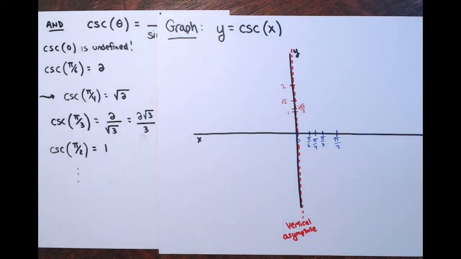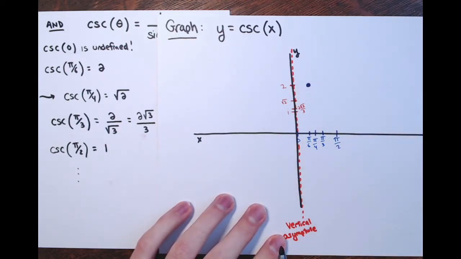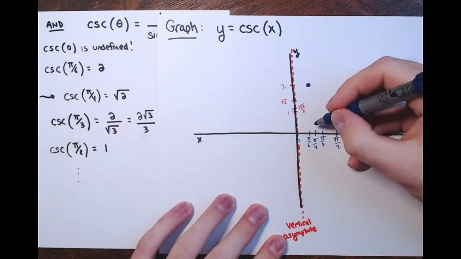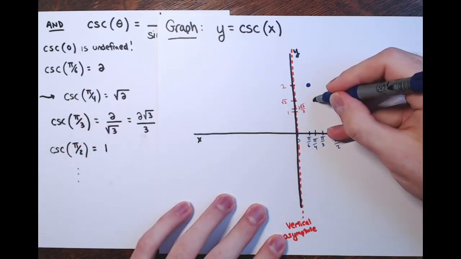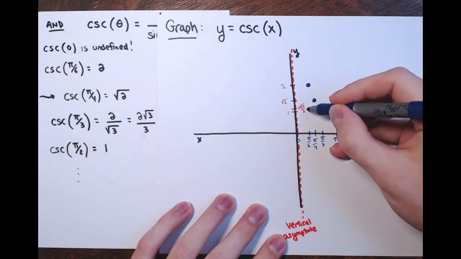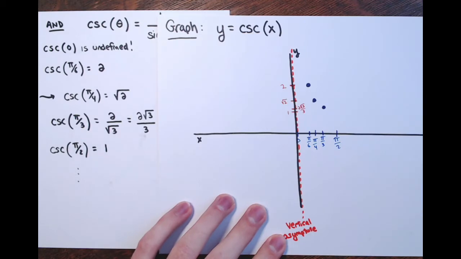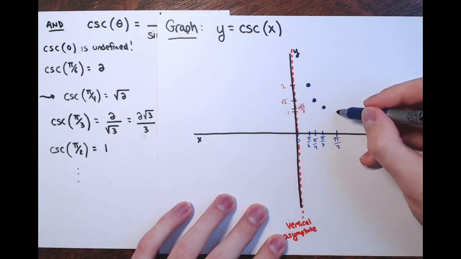All right, then what we're seeing is when we plot some points. The cosecant of pi over 6 is 2. There. The cosecant of pi over 4 is the square root of 2. The cosecant of pi over 3 is 2 times the square root of 3 over 3. And then the cosecant of pi over 2 is 1.